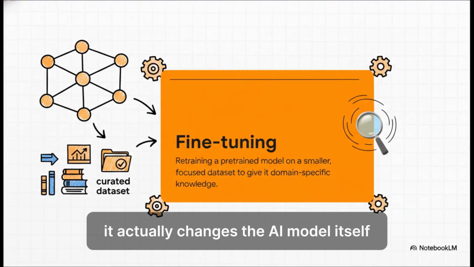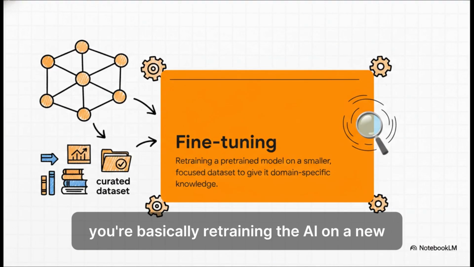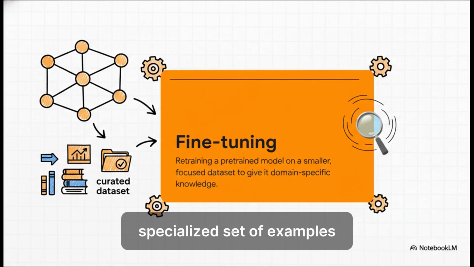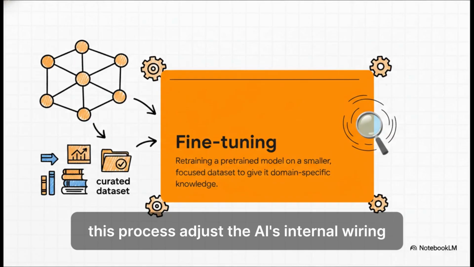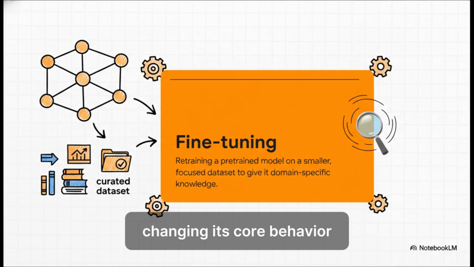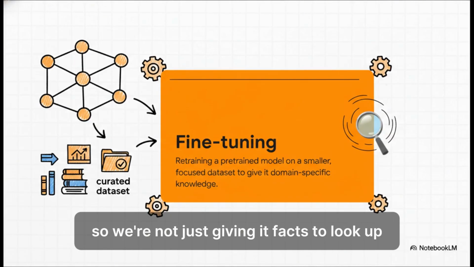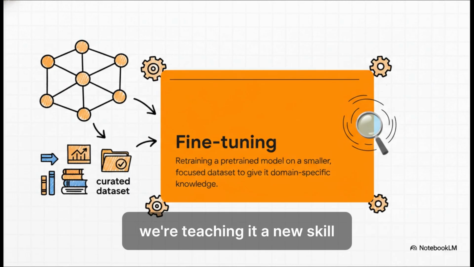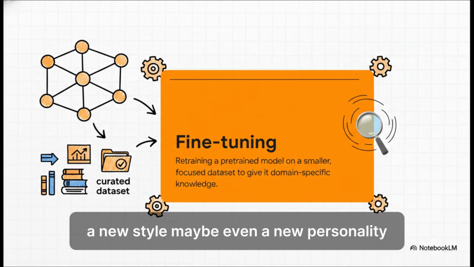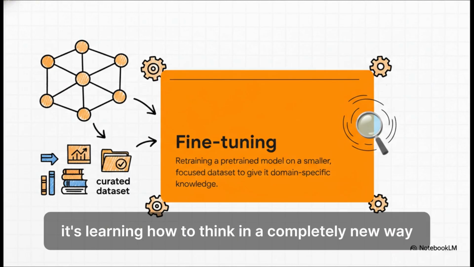Fine-tuning is a whole different ballgame. It actually changes the AI model itself. You're basically retraining the AI on a new specialized set of examples. This process adjusts the AI's internal wiring, changing its core behavior. So we're not just giving it facts to look up, we're teaching it a new skill, a new style, maybe even a new personality. It's learning how to think in a completely new way.